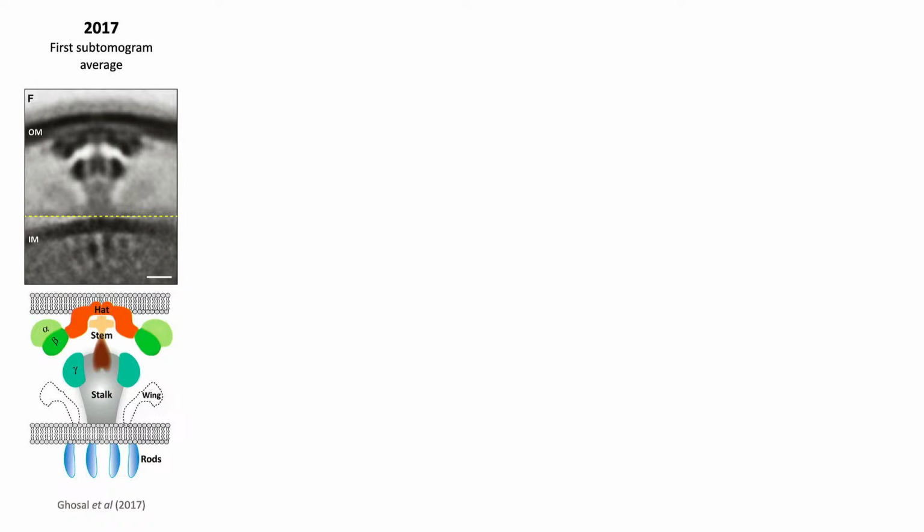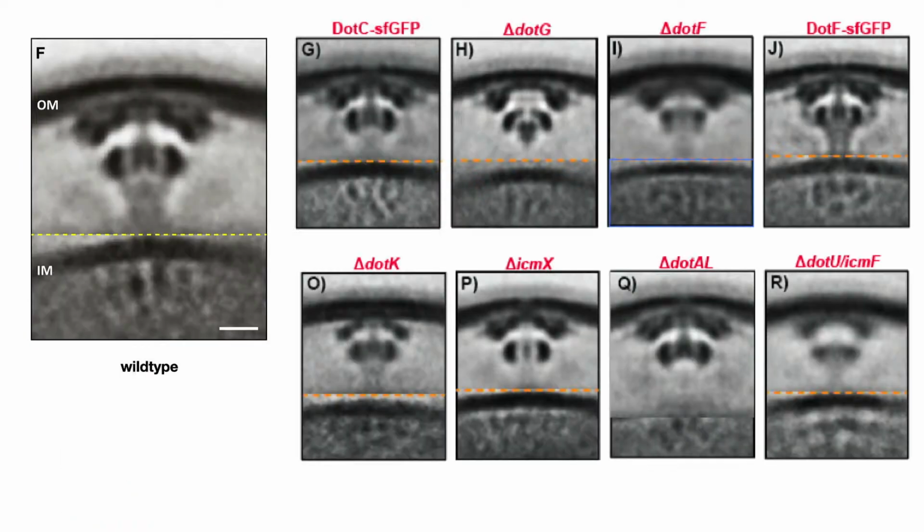Also, it's a flexible machine. And so one of the things we had to do is a local refinement of just the cytoplasmic densities, and then separately the periplasmic densities, and then put them together. That's why we have our dotted yellow line there. So it's a challenging biological target. Anyway, in 2017, we had our first subtomogram average.